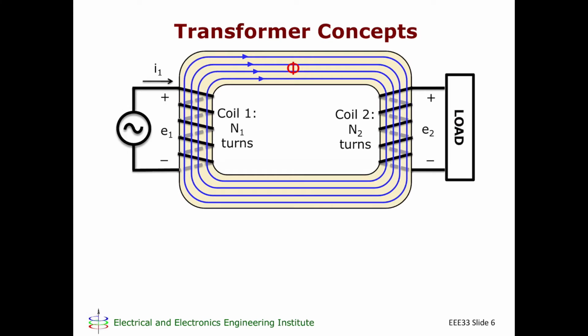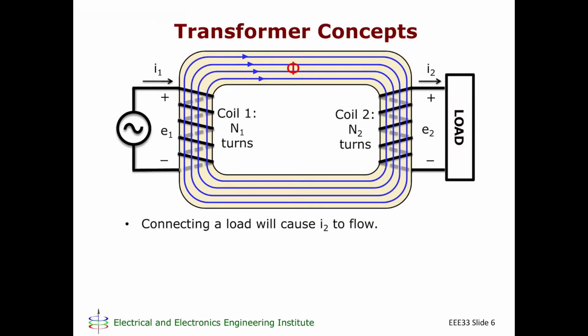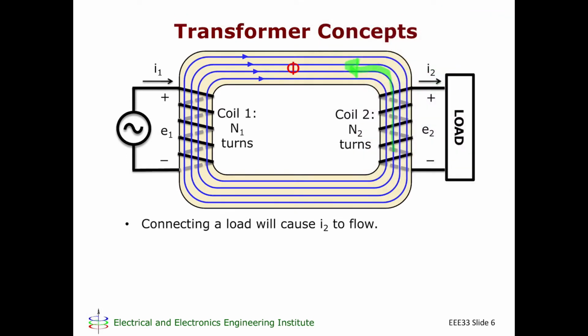Suppose now we connect a load across coil 2. The induced voltage E2 will cause a current to flow through the load. Now, what will be the result of this current flowing through the load? The consequence would be for coil 2 to produce a flux that is opposing the original flux. So there will be an opposing flux, and the tendency is for the total flux in the core to be reduced.